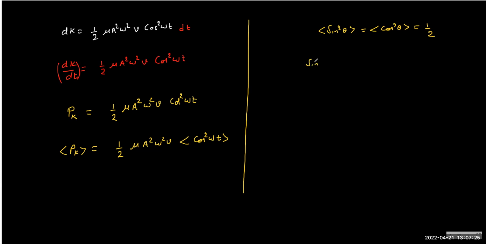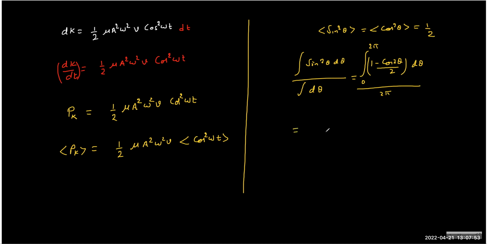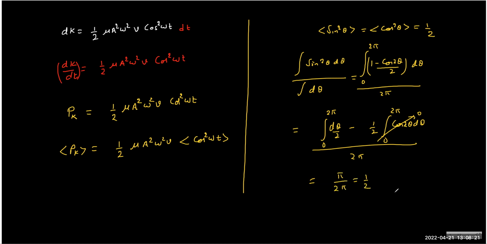So the average of sine square theta, we define as the integral of the function d theta divided by the integral of d theta. This we can write as (1 minus cos 2 theta) by 2 d theta, going from 0 to 2 pi, because we are talking about one time period. The term that we get is the integral of d theta by 2 minus the integral of 1 by 2 cos 2 theta d theta, and for the cosine function over one time period this is always 0. So this term becomes 0. What we are left with is 2 pi by 2, divided by 2 pi, which is 1/2. Always remember this answer. This is always half, and therefore the average value turns out to be 1/4, because we have 1/2 mu.